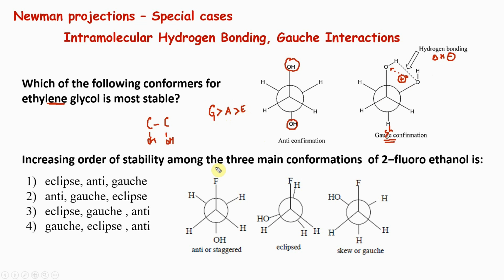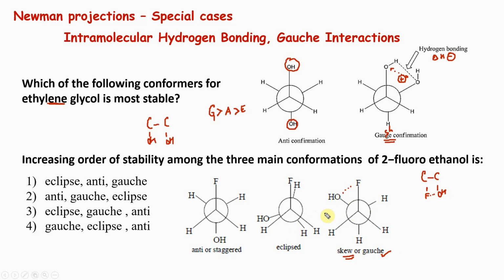So we will see one more example. Increasing order of stability of three main conformations, 2-fluoroethanol. 2-fluoroethanol is this. So these two can form hydrogen bonding with the hydrogen here. So your gauche is going to be the most stable. Gauche is also named skew, but all of these are skew, so I won't use it. Gauche is the most stable because of hydrogen bonding.